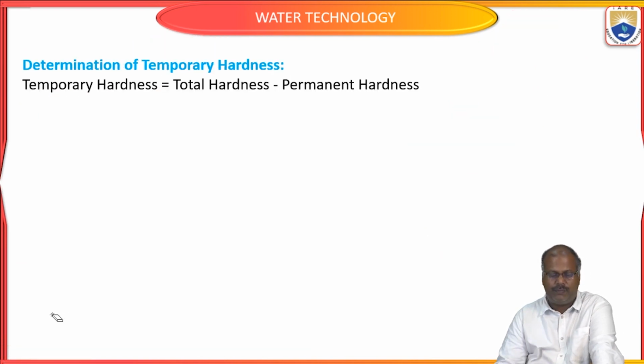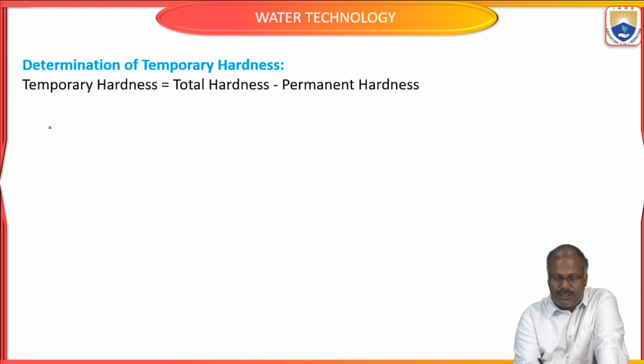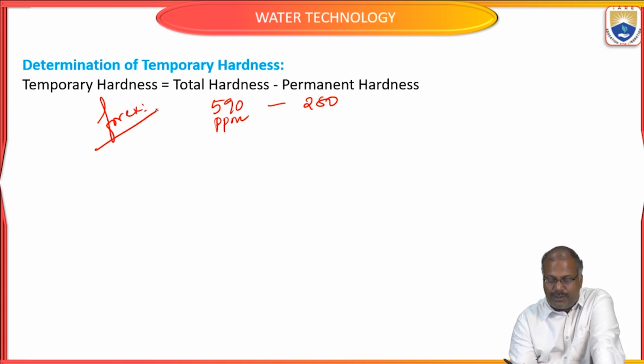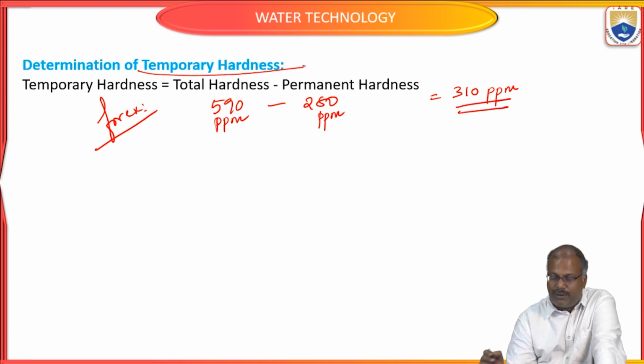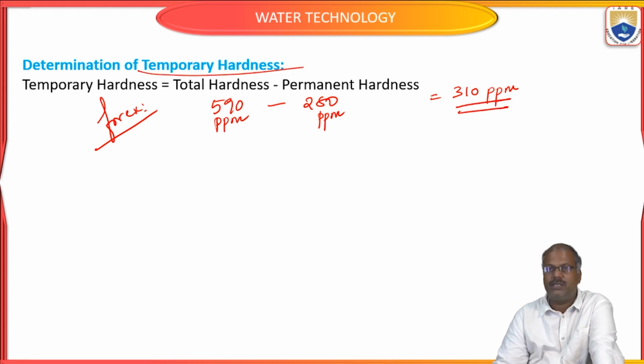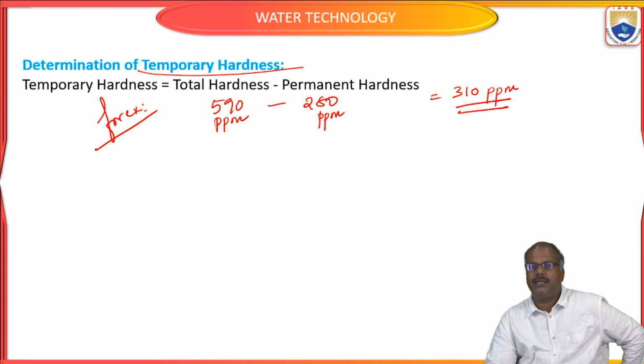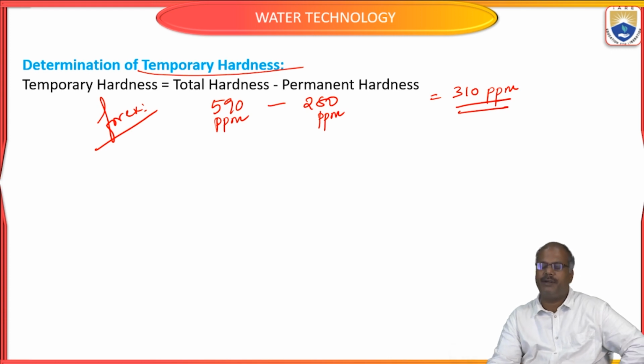Okay. Now, from this total and permanent hardness, how much temporary hardness do we get? I will have 590 minus 280. 590 ppm is the total hardness, for example, we have shown. So for temporary hardness, 590 ppm minus 280 ppm is equal to 310 ppm. This is the temporary hardness in ppm. So this is how the titration is done, and the temporary, total and permanent hardness is determined.